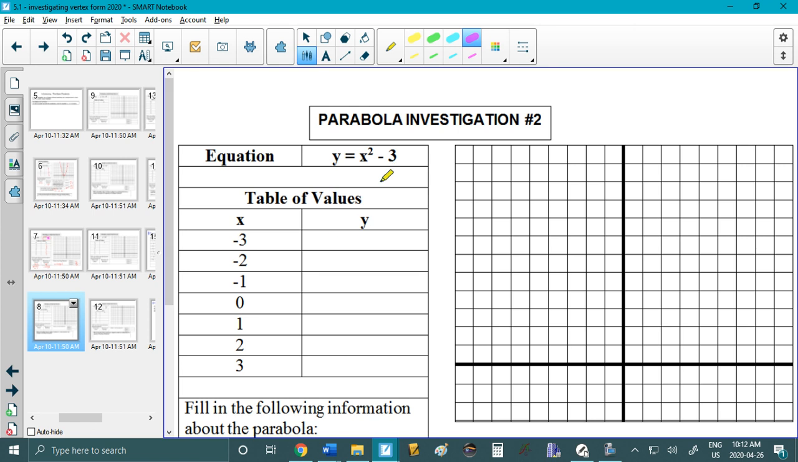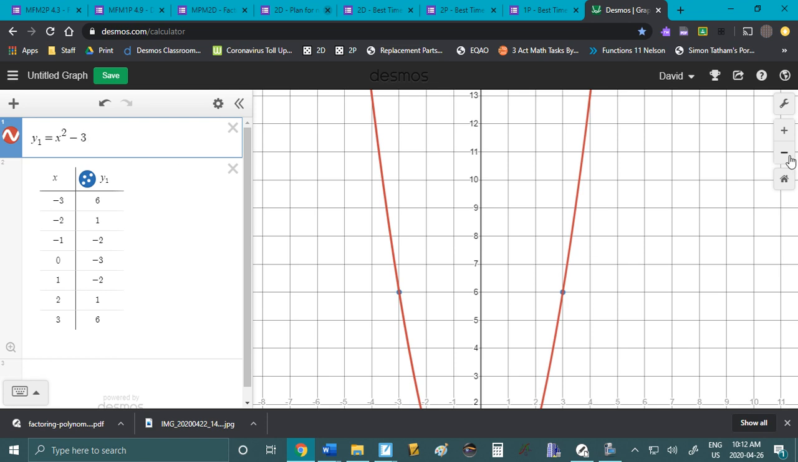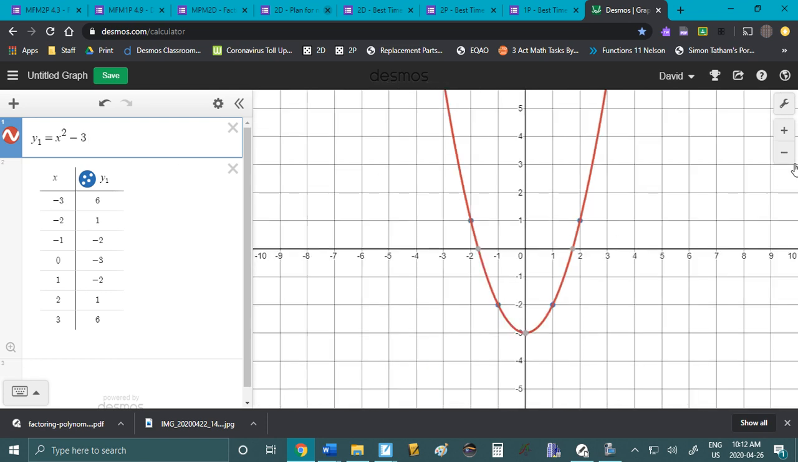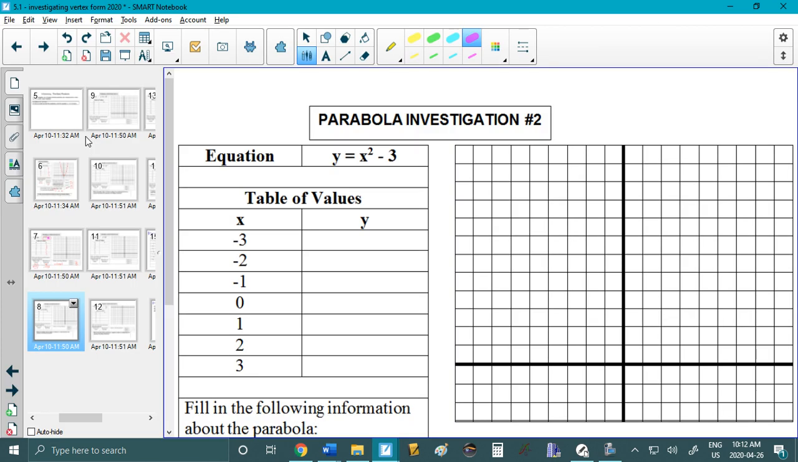Okay, so let's try the next one together. X squared minus 3. And what I would love for you to do is to pause the video at this point. Notice I just clicked the home button there, and it put me back. And it'll show the zeros. We're not looking at the zeros right now, but they're there. Okay, so what I would like you to do is to pause and see if you can figure out what happened when we went to x squared minus 3.